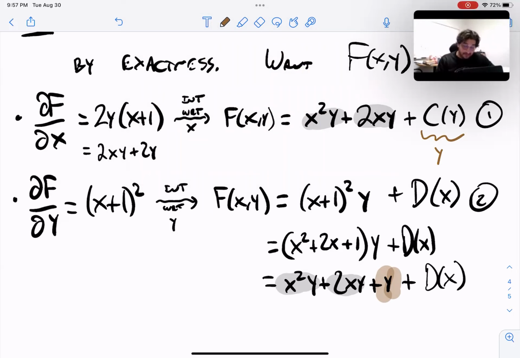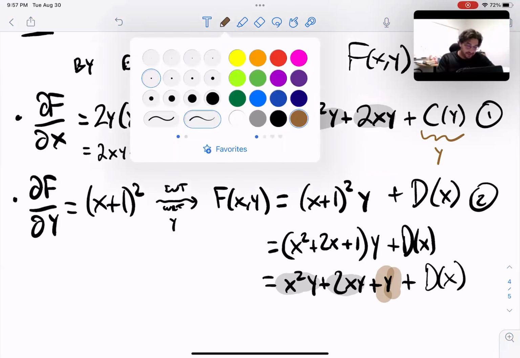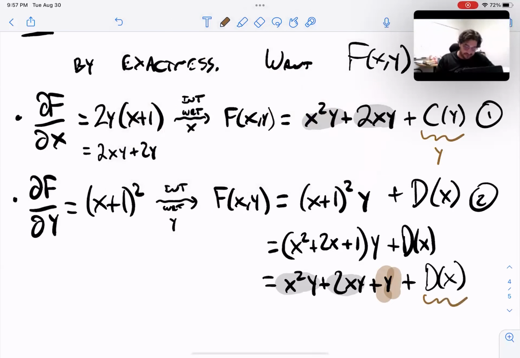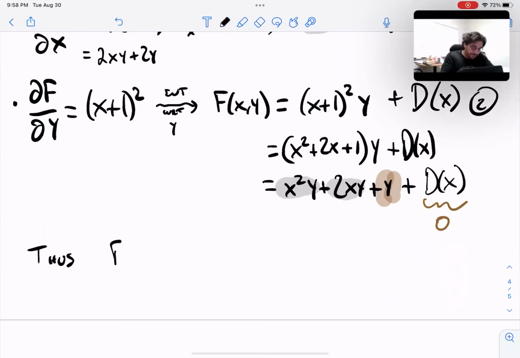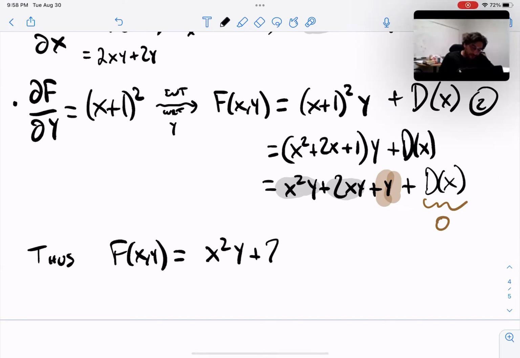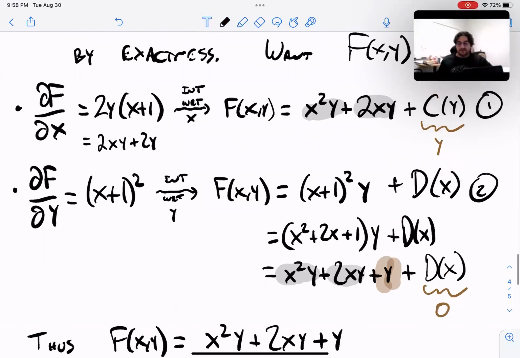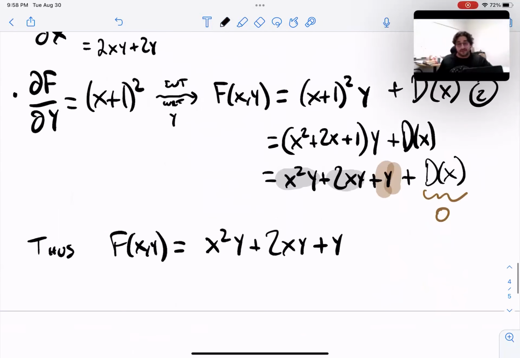And then up here, in equation 1, I don't have any terms that just involve an x. So this d of x must just be 0, right? I don't need any x's at all. I don't need any terms that only involve x, right? That's what that d of x would represent. So now I have my surface, right? So my solution, the equation that solves both of those conditions at the same time, is x squared y plus 2xy plus y, right? That satisfies both equation 1 and equation 2. There's the right partial x and the right partial y, right?